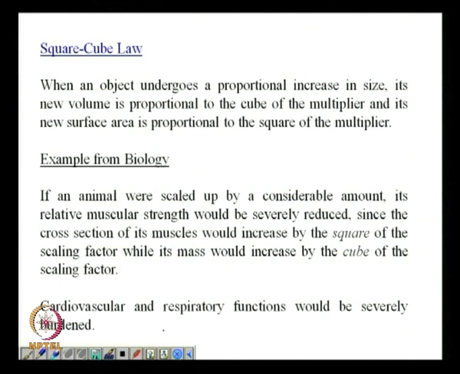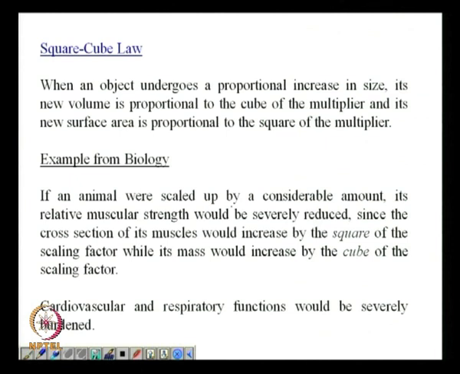It simply says that when an object undergoes a proportional increase or decrease in size, the new volume is proportional to the cube of the multiplier, and its new surface area is proportional to the square of the multiplier. All of us know that the volume is going to increase with L cube, and the surface area will scale differently, as L square. So if you think about surface by volume, it's L square by L cube, which will scale as 1 by L.